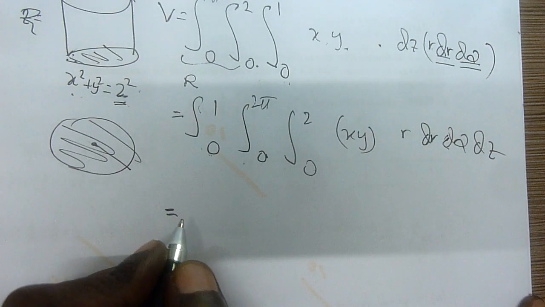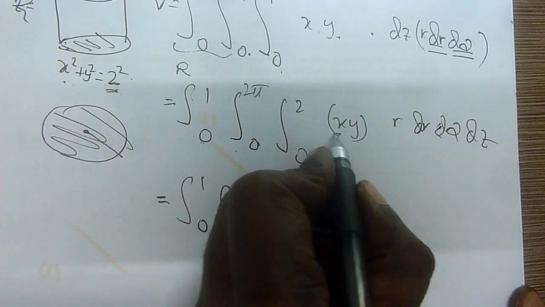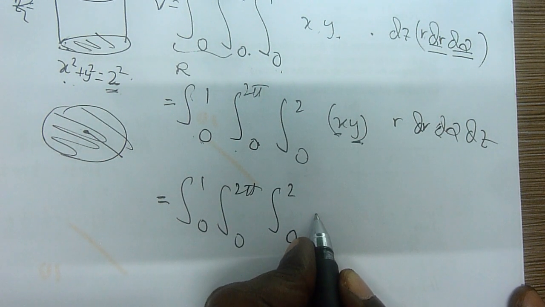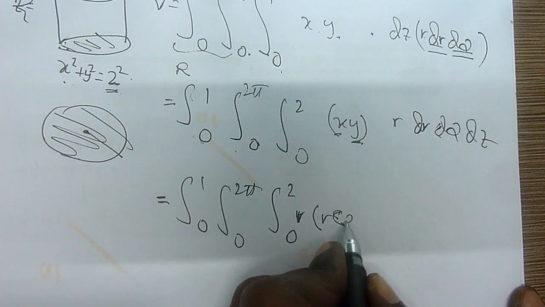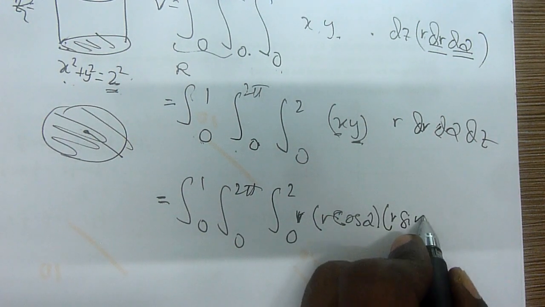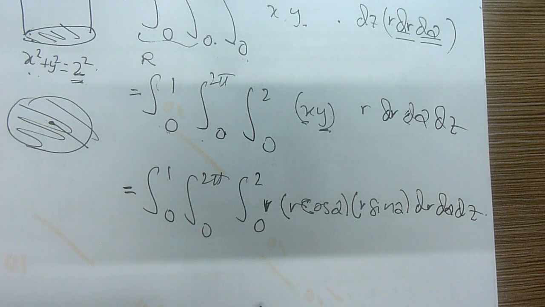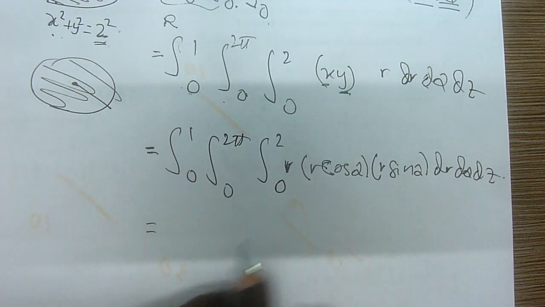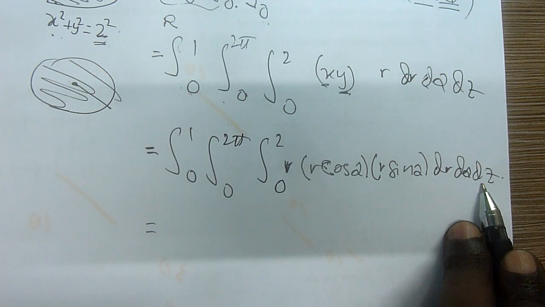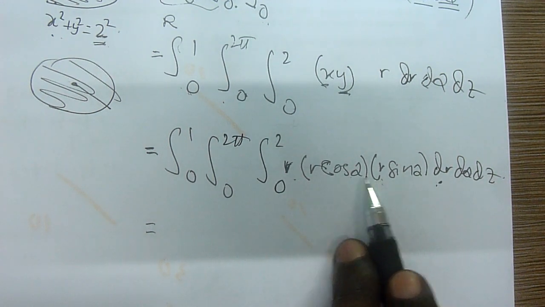Okay, with that, you wanted to say 0 to 1, 2 pi to 0, 2 to 0. This one, again, you need to place this as R cos theta, R sine theta, dr d theta dz. Now can we start working on this? I leave it to you this time. Please try by yourself. That's a very simple one, because we are starting with the R first.